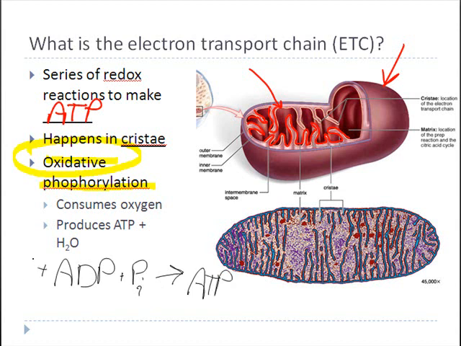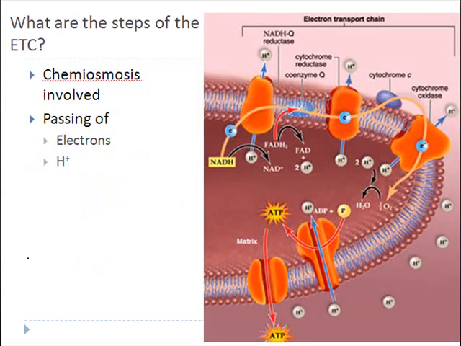This is an endergonic reaction. We're going to have to use energy to get that phosphate molecule onto the ADP. And that energy is going to come from the stored energy in the NADH and the FADH2s from previously, and we're going to be consuming oxygen in the process of doing all these different steps. So let's take a look at this.